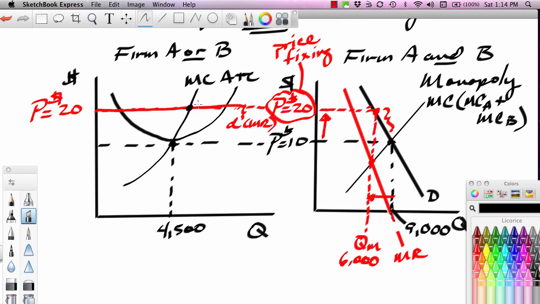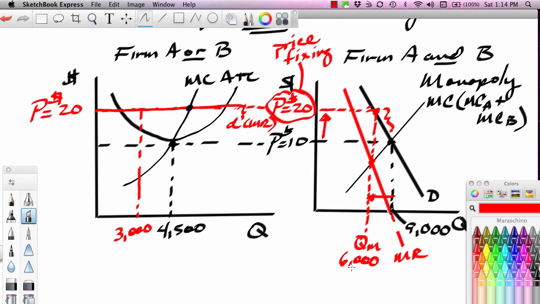Each firm cannot operate where MC equals MR because that would be more than 4,500, which means they'd be producing more than 9,000. They can't do that. Each firm has to be willing to operate at an output rate well below what it was willing to operate at before. So go to the left of 4,500 and then note 3,000 like I've done.